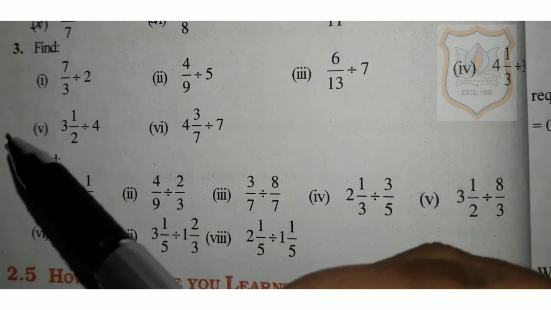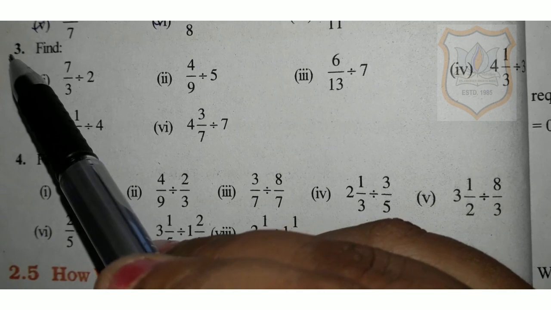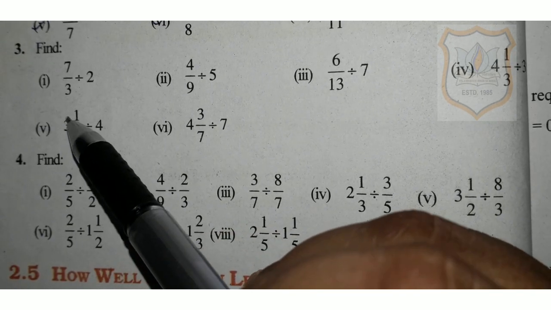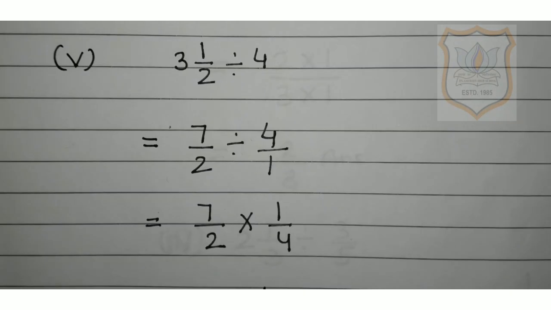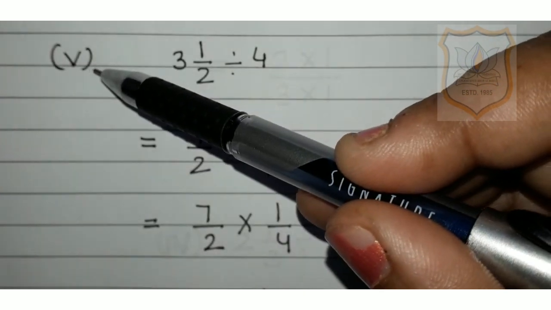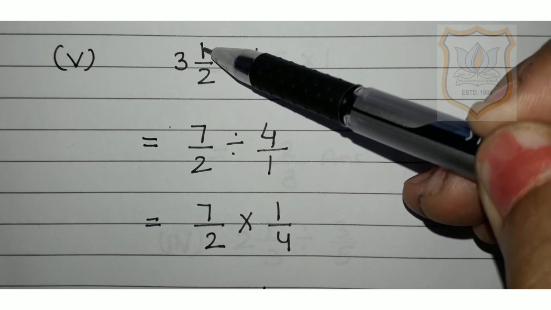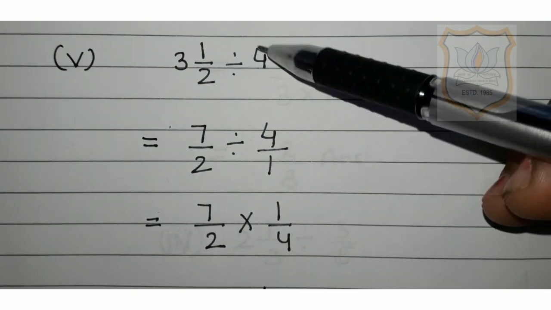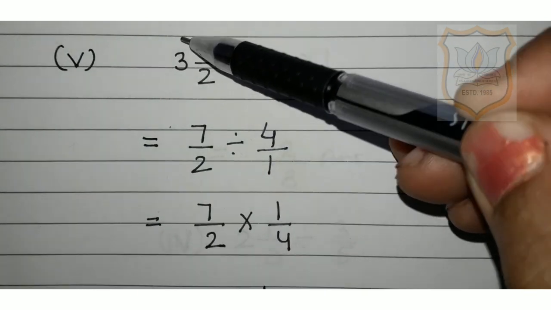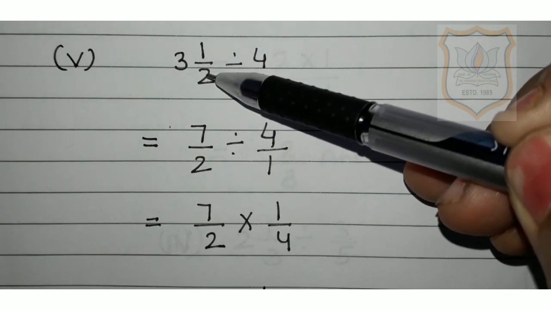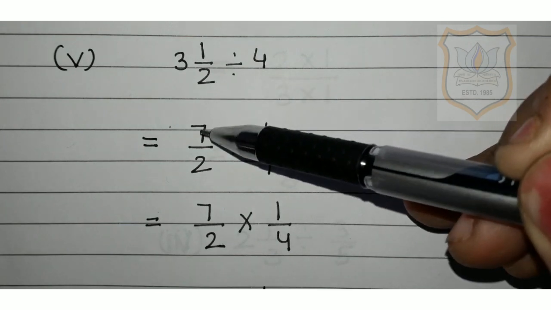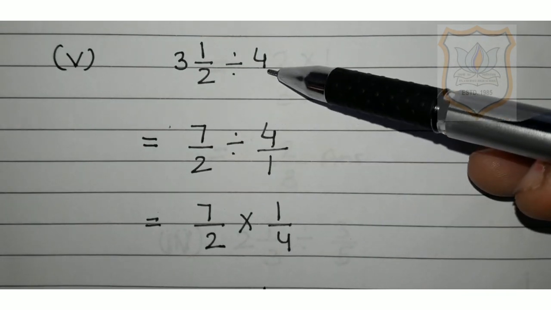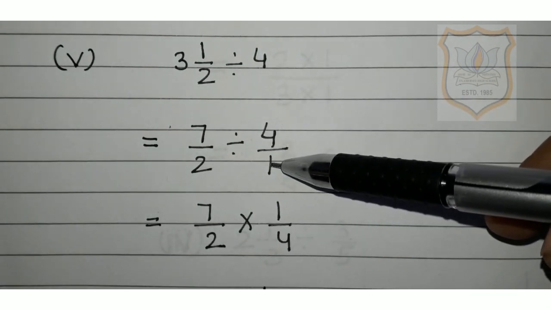Students, I will solve the fifth part of question number 3, and that is 3 integer 1 upon 2 divided by 4. First I will convert this mixed fraction into an improper fraction. So 2 3s are 6, 6 plus 1 is equal to 7 upon 2, and then I will put 1 as a denominator under this 4 to simplify the question.